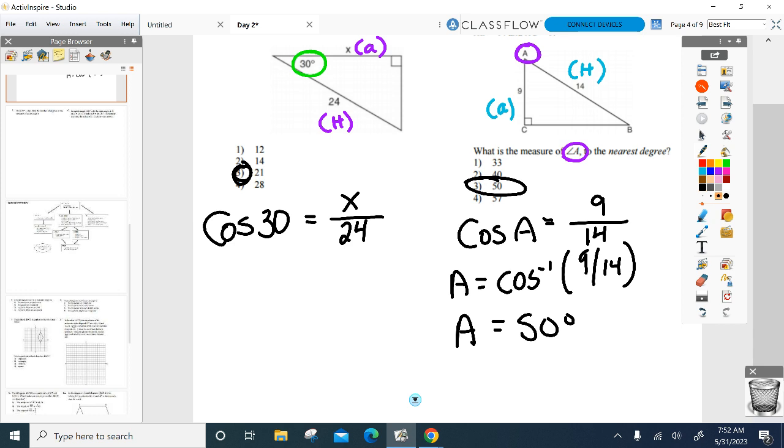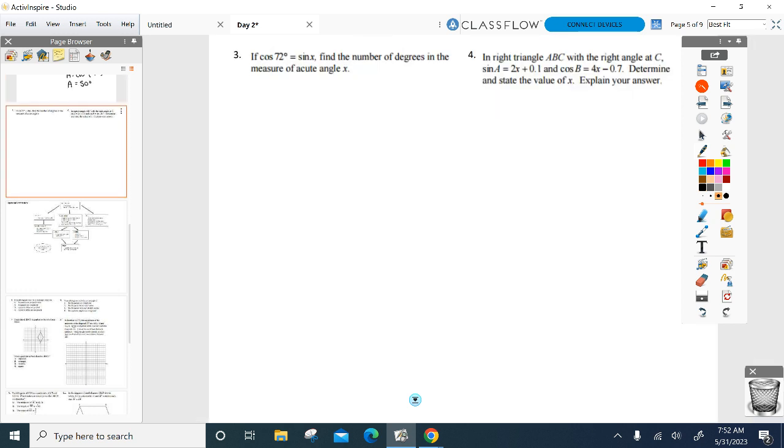All right, same kind of unit here, because they do ask this type of question every year. I just want to make sure we're prepared. If cosine and sine are equal, there, cosine of 72 equals the sine of this angle, find the number of degrees in that acute angle.